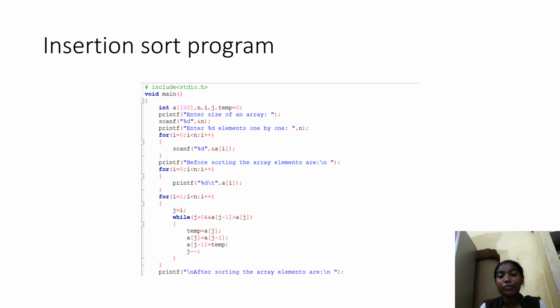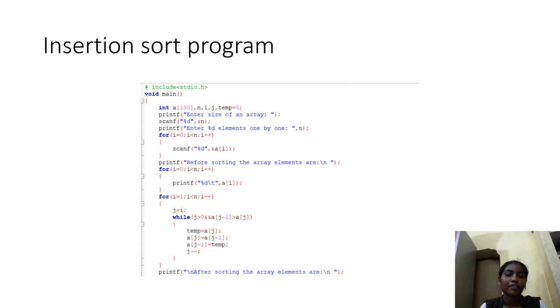printf before sorting the array elements are. For i assigned with 0, i less than n, i plus plus, printf %d. To give a gap from element to element, we use \t. Next, in insertion sort, the sorting starts from 1, so that's why I take the i value as 1. For i assigned with 1, i less than n, i plus plus.